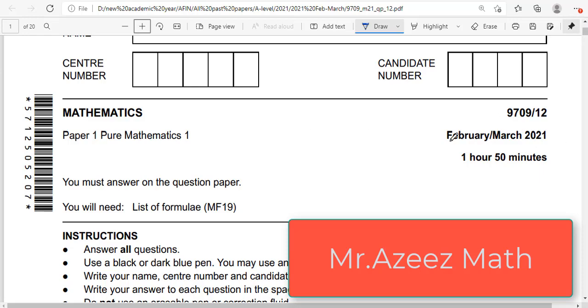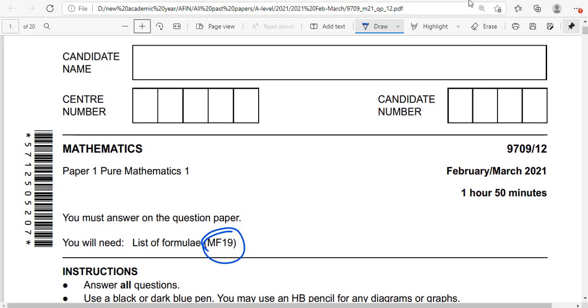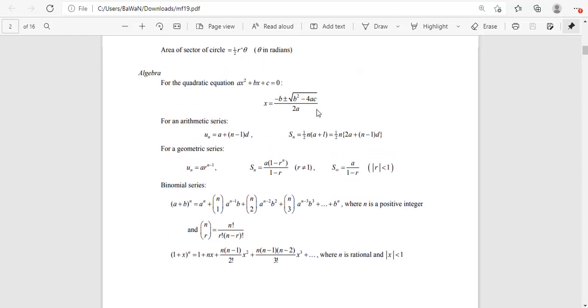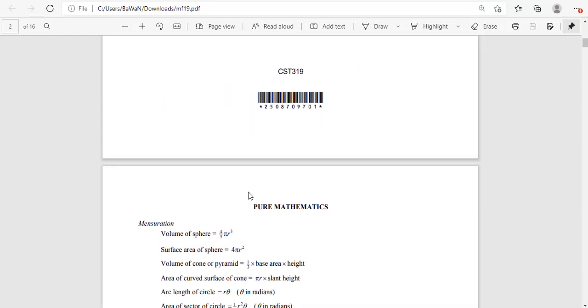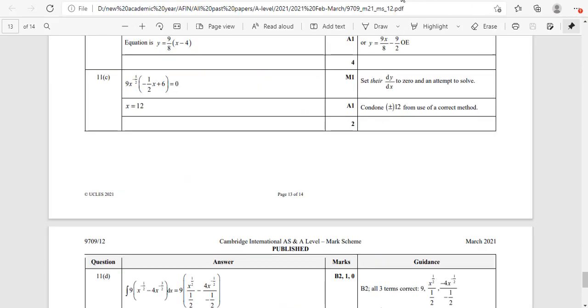In this video we are going to solve this A-level past paper. It's paper 1 that refers to pure math 1. This is February-March 2021, paper 1 that has 1 hour 50 minutes. And while we are solving, we depend on the formula list MF19, which is right here. It will be provided with the paper. It has some rules that we are going to use.